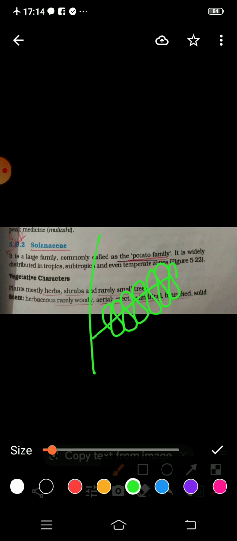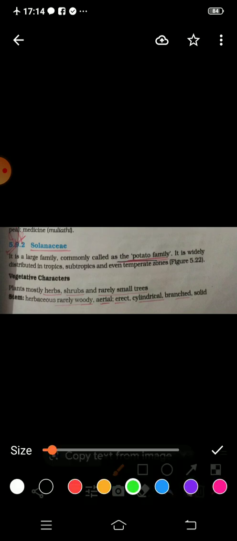They are exstipulate, that means stipules are not present. What is a stipule? Stipules are small leaf-like structures present in the axil. So as stipules are not found, that's why we call it exstipulate. And venation is reticulate. What is venation? Venation is also something which you have not studied, so I am going to tell you.